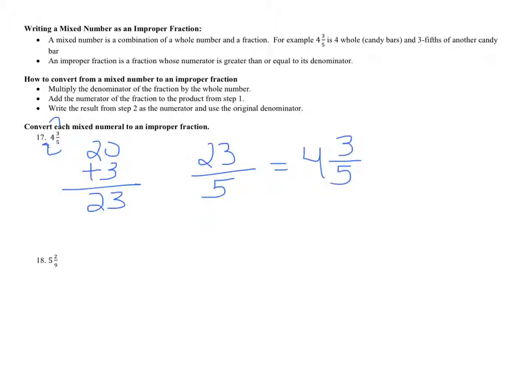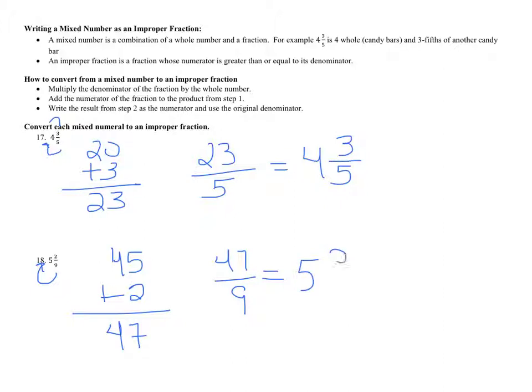For number 18, I have 5 2/9. Well, I multiply that 9 by that 5, and I get 45. Then I need to add in the 2 from the fraction, which gives me 47, and I'm going to write this 47 out of the original denominator of 9. So 47/9 is the same thing as 5 2/9.